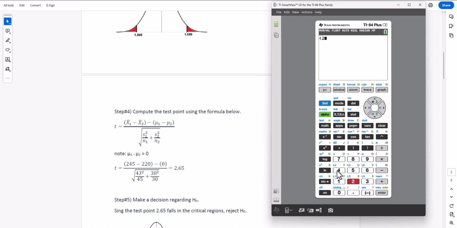We have 245. I like to use parentheses to encase the difference in the numerator. So minus 220, divided by the square root of 43 squared divided by 45, plus 38 squared divided by 30. Hit enter, and we end up getting 2.65.